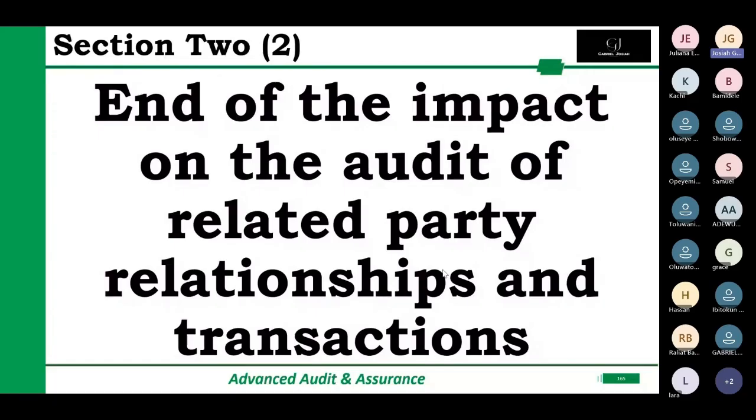So auditors cannot rely solely on management representation. He must obtain sufficient and appropriate audit evidence. It's part of his responsibility based on ISA 550 that guides related parties audit. And number three, another way is to perform procedures to identify related parties.